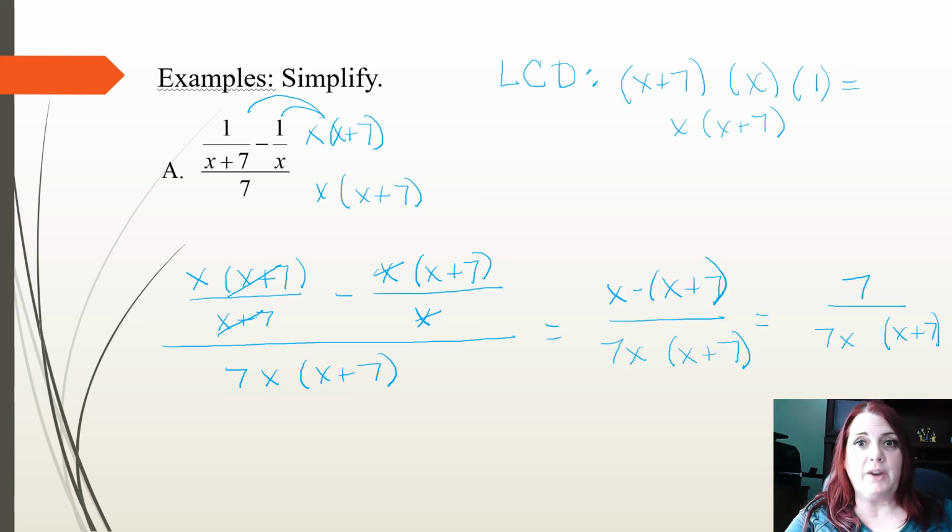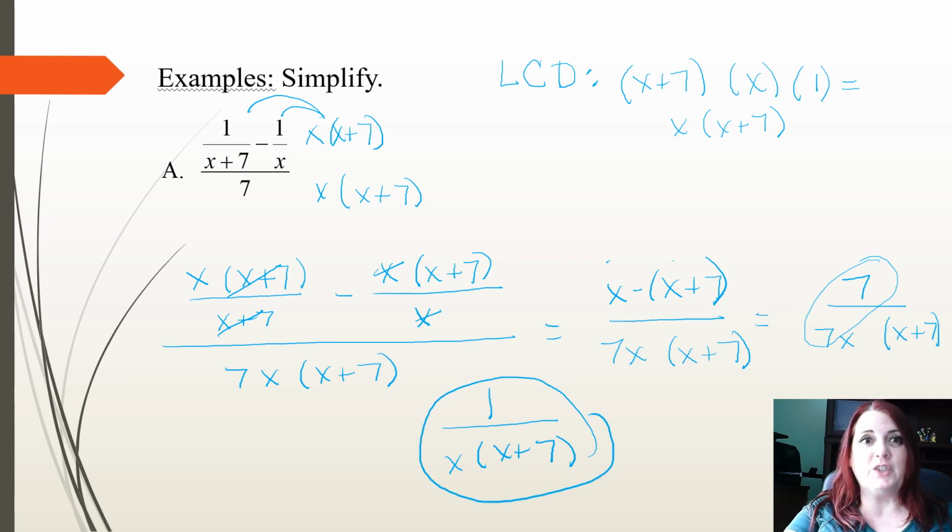Excellent job if you got all the way here, so that you found that x minus x is 0, leaving you with just 7 in the numerator. But we're not quite done, because we do have a common factor in the numerator and denominator that we can factor out. Once we do that, remember it doesn't go to 0, it goes to 1. And we have 1 over x times x plus 7. Excellent work. Let's try another one.